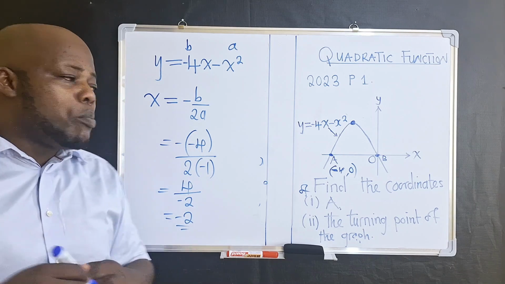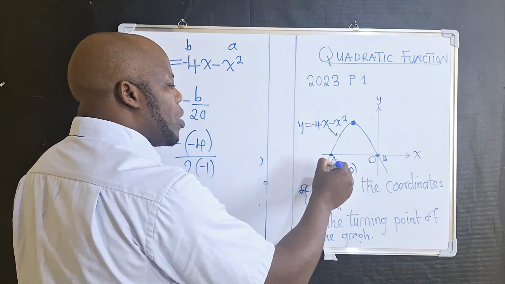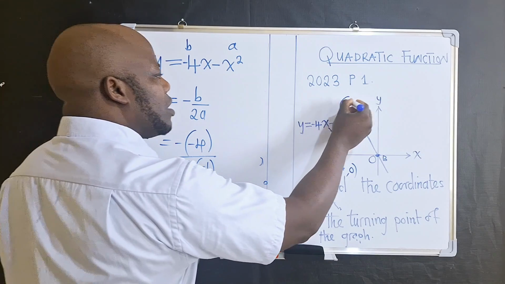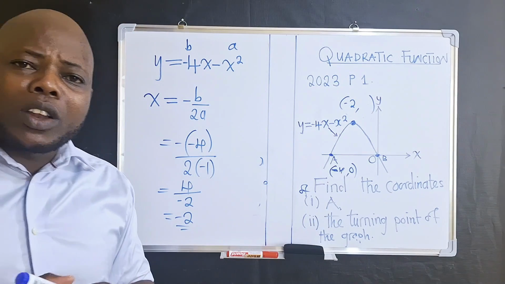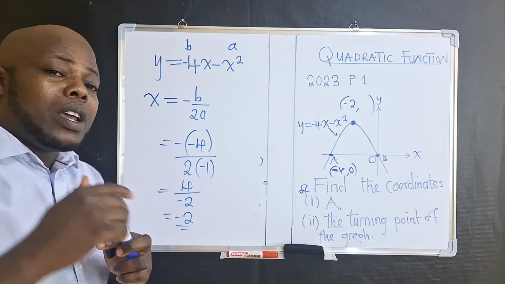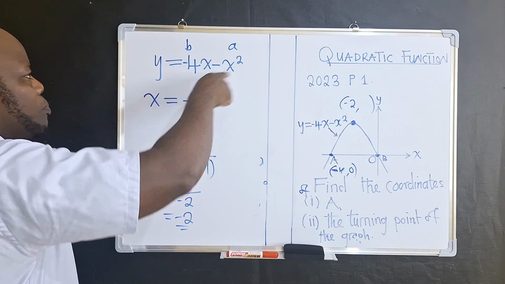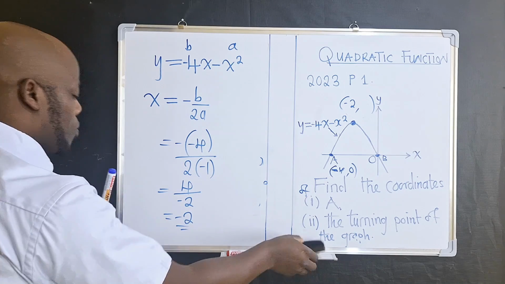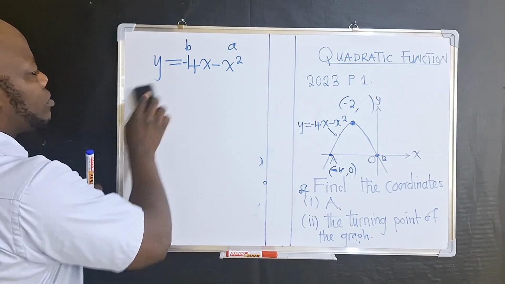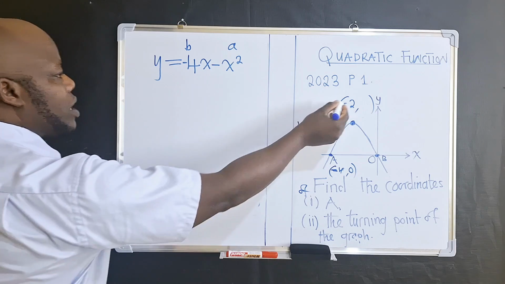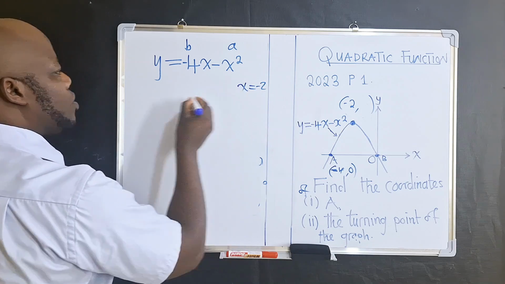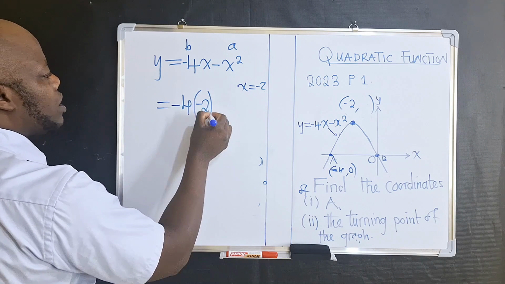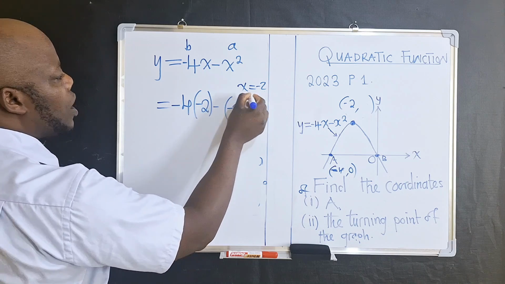So when we talk about the turning point, you can see where I've put a point here, where the graph is making a turn. The x value at that point is negative 2. What about the y value? We need to find the y value. For the y value, we're going to depend on the same equation using this point, negative 2. We know that x is equal to negative 2, so we shall say y equals negative 4, where there's x we put negative 2, minus negative 2 and the power 2 there.